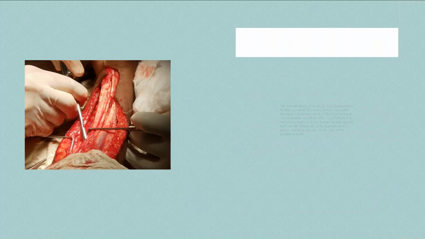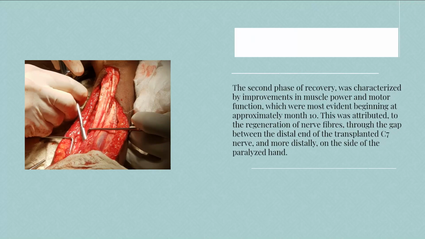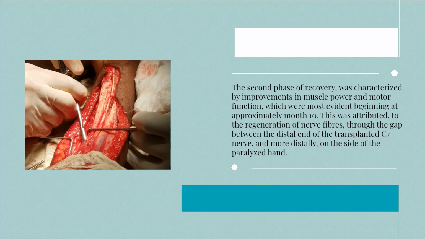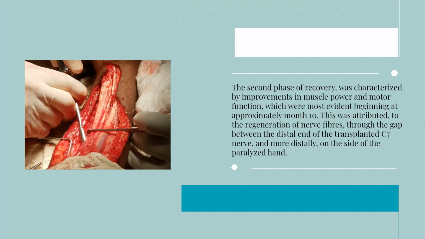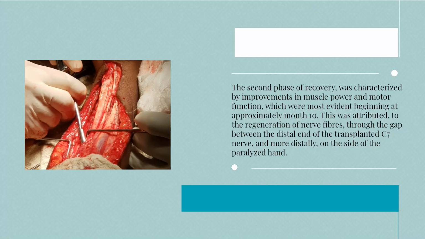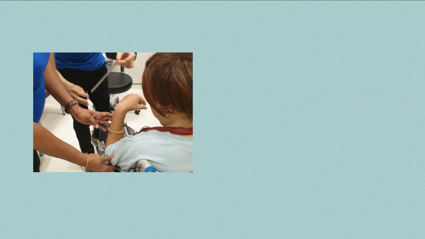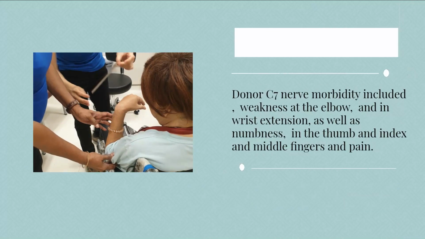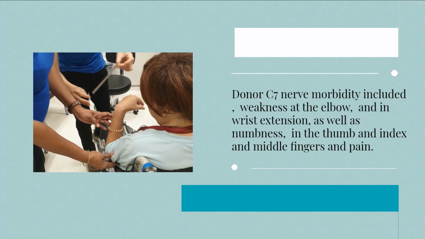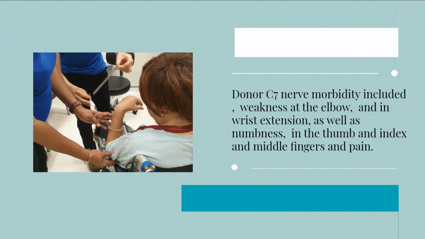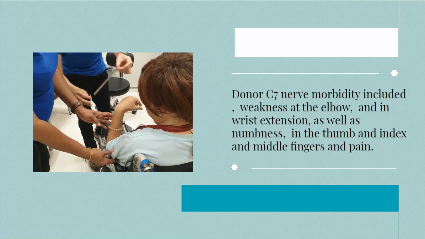The second phase of recovery was characterized by improvements in muscle power and motor function, which were most evident beginning at approximately month 10, attributed to the regeneration of nerve fibers through the gap between the distal end of the transplanted C7 nerve and, more distally, the side of the paralyzed hand. Donor C7 nerve morbidity included weakness at the elbow and in wrist extension, as well as numbness in the thumb and index and middle fingers, and pain.